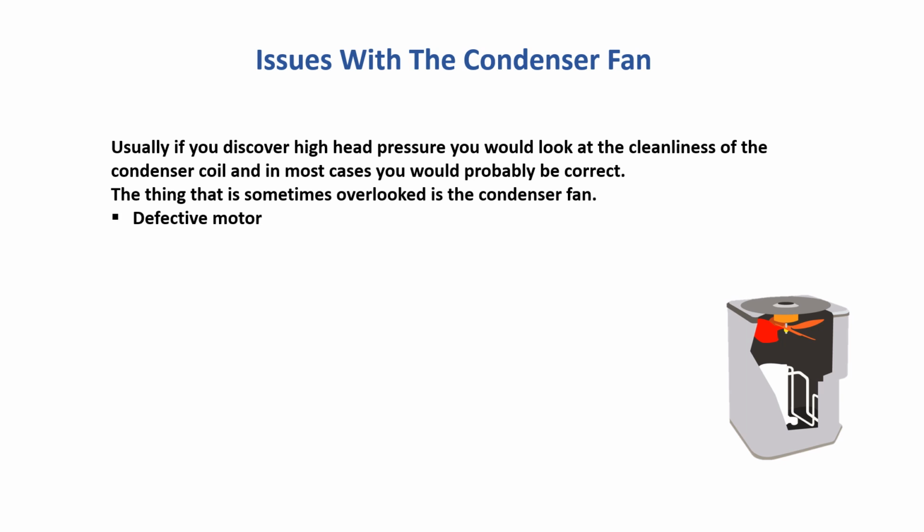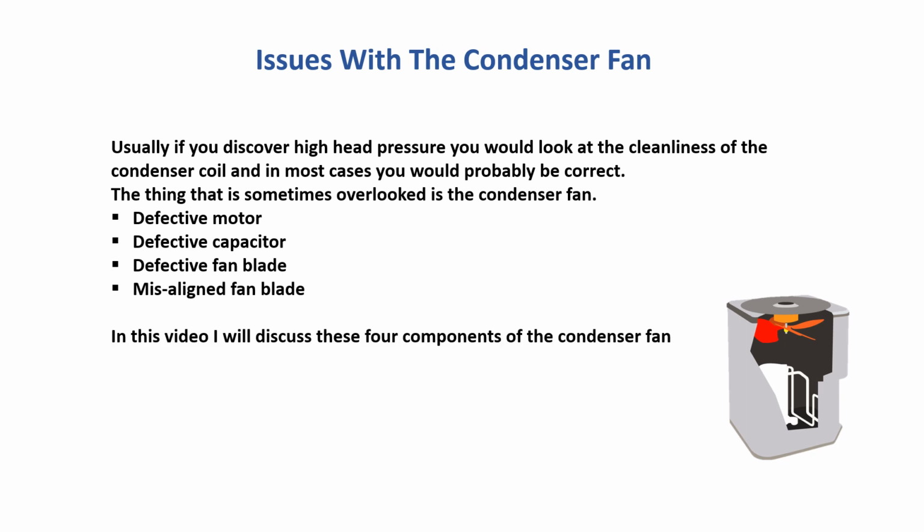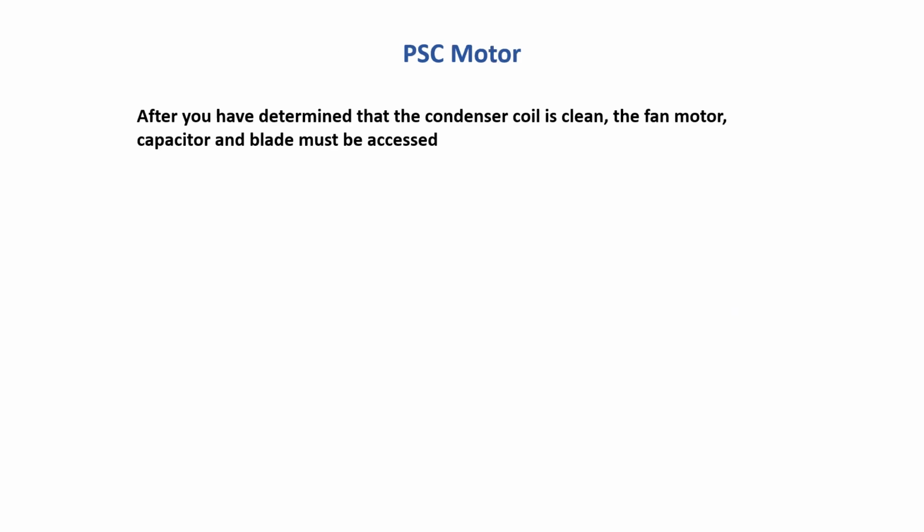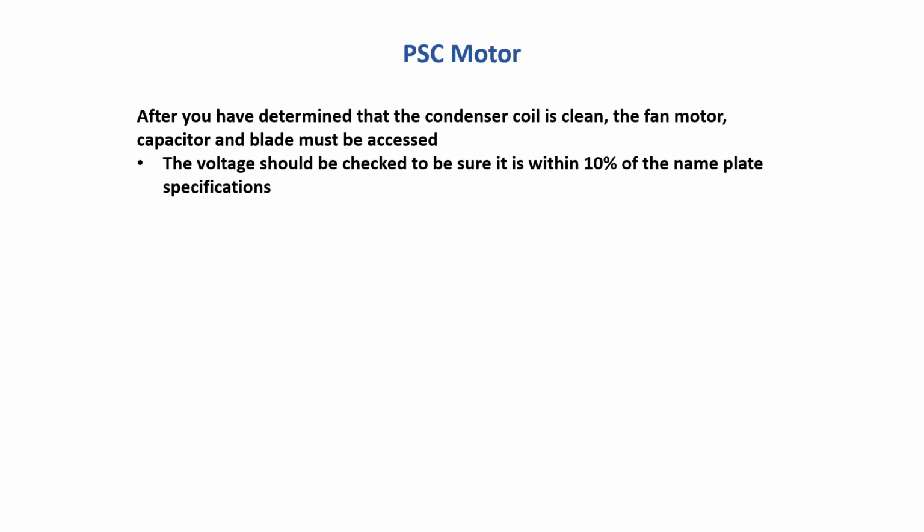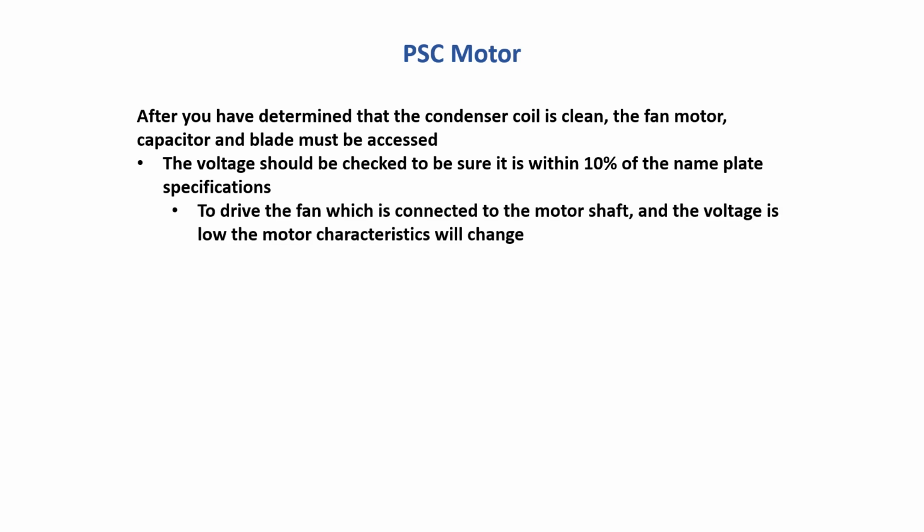Defective motor, defective capacitor, defective fan blade, or misaligned fan blade. In this video, I will discuss these four components of the condenser fan. After you have determined that the condenser coil is clean, the fan motor, capacitor, and blade must be assessed. The voltage should be checked to be sure it is within 10% of the nameplate specifications.